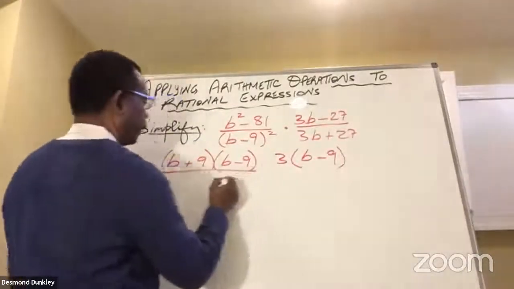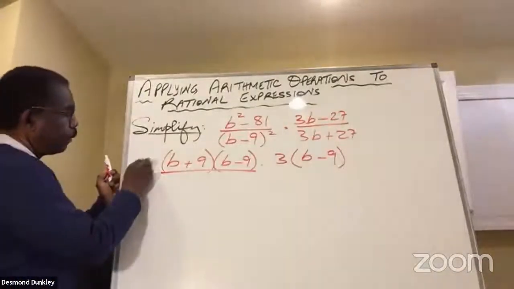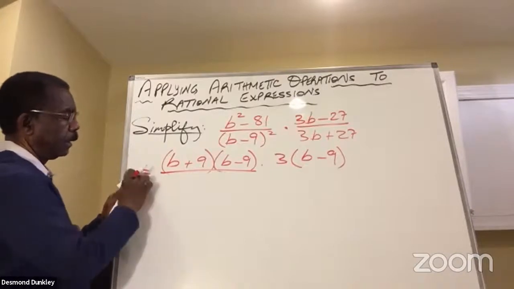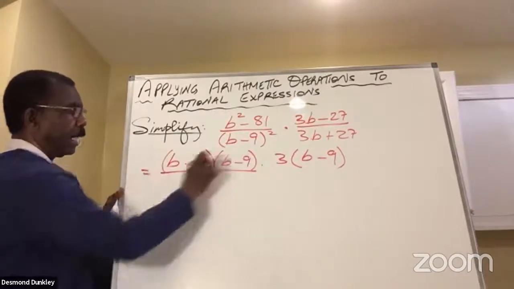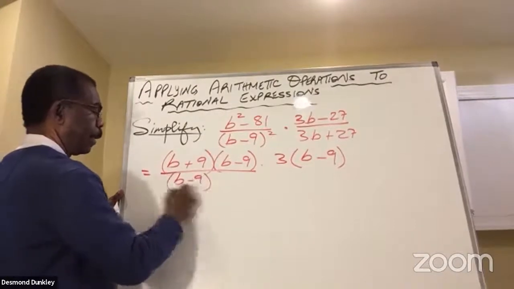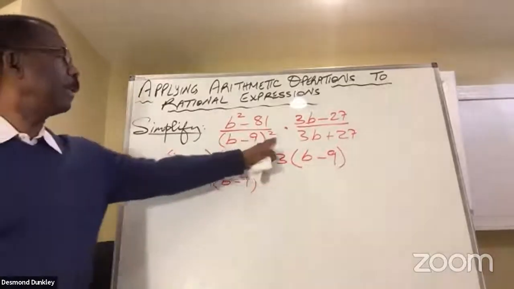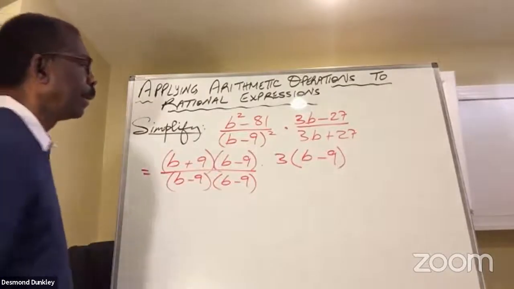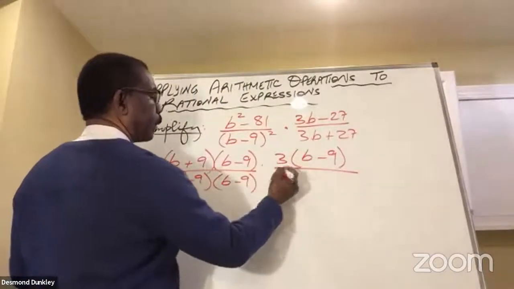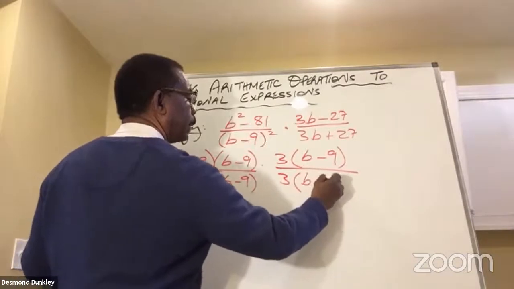On the bottom, by the way, just a little aesthetic. Always put your equal sign in line with the vinculum. It's a good practice, your equal sign in line with your vinculum. And the bottom is B minus 9 times B minus 9. That's what the square means, that you write it twice. And this part here is 3 times B plus 9.